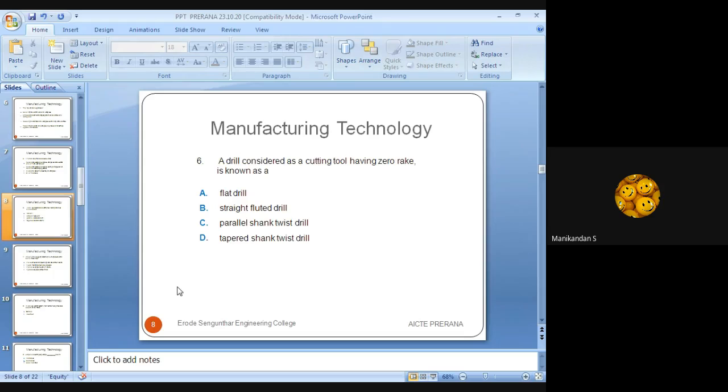A drill considered as a cutting tool having zero rake is known as: flat drill, straight fluted drill, parallel shank twist drill, or tapered shank twist drill.